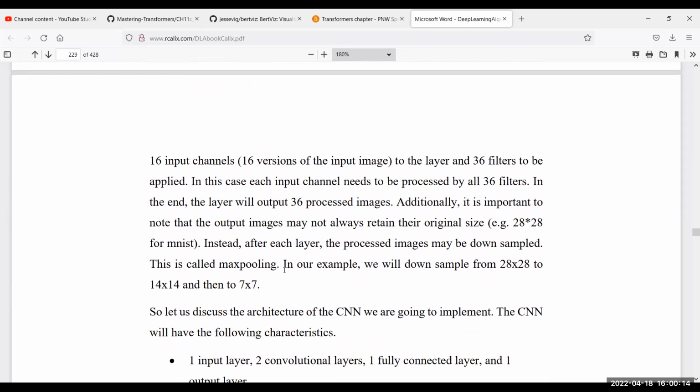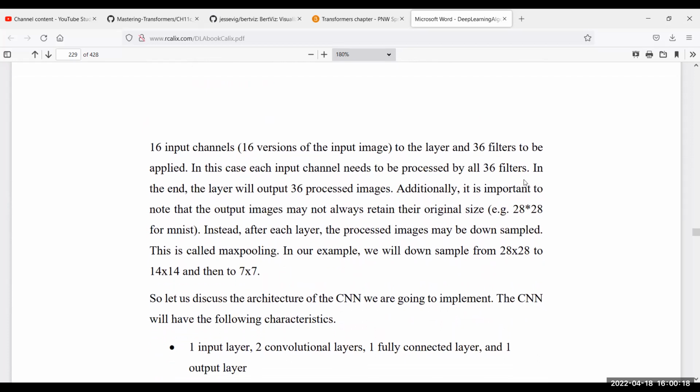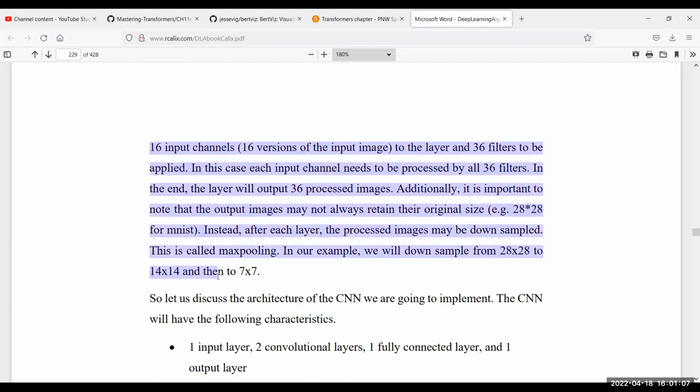One important note to be aware of is that the original input images don't retain the original size. So for instance, in the example of MNIST, which is 28 by 28, every time the image goes through the convolutional layers, you're going to try to reduce the size of the image. The idea is you're trying to keep the important things and get rid of the unimportant things. This is called downsampling, and specifically in CNNs, it is called max pooling. So in our example, the images will be downsampled from the original 28 by 28 to 14 by 14 to 7 by 7.